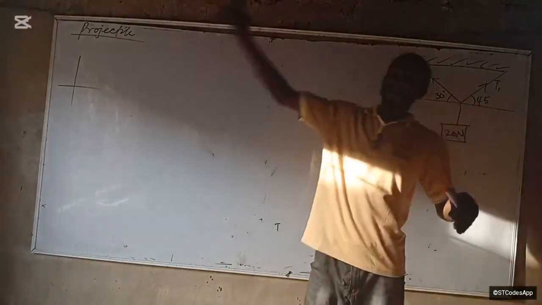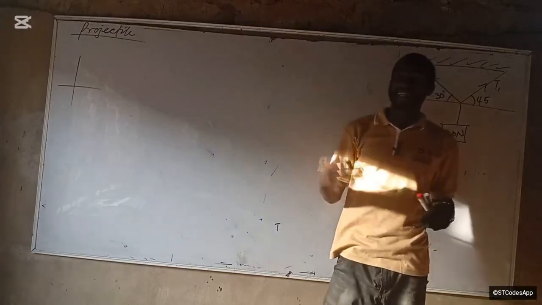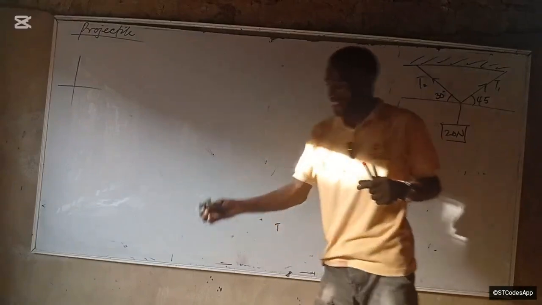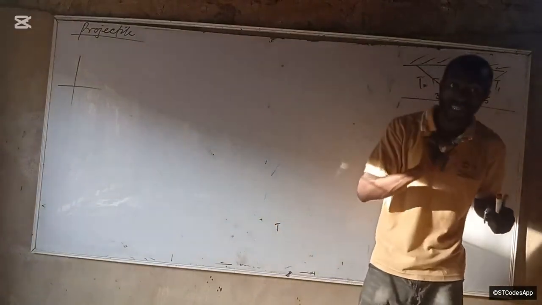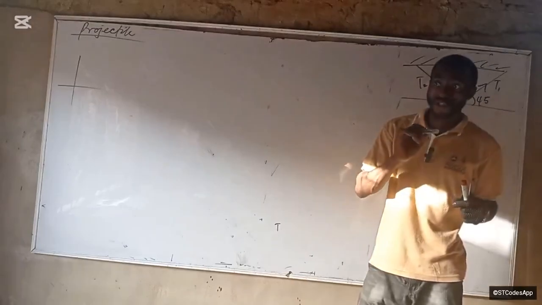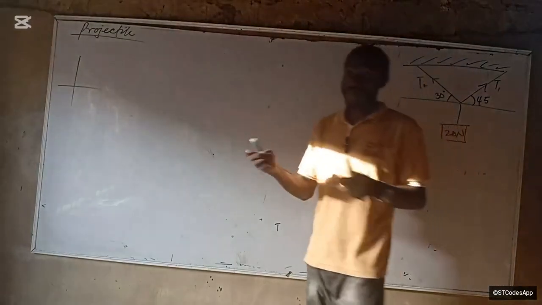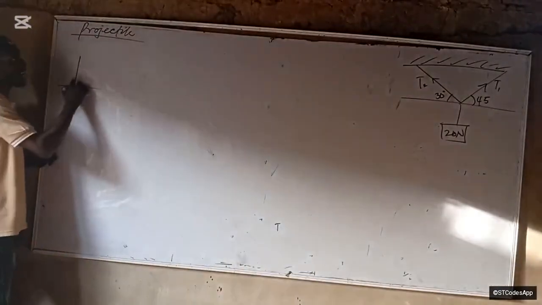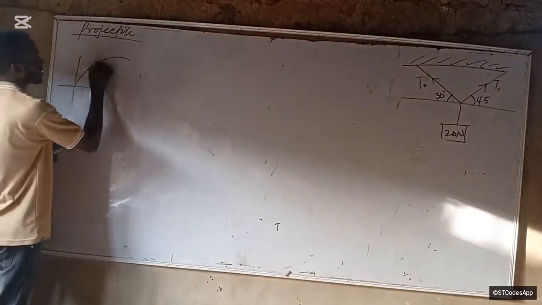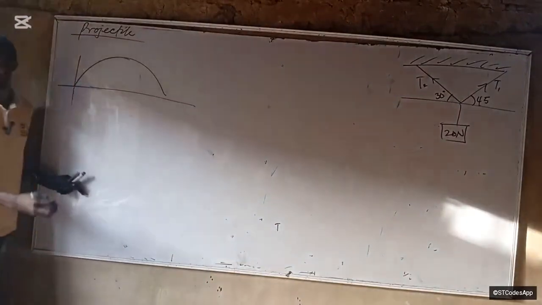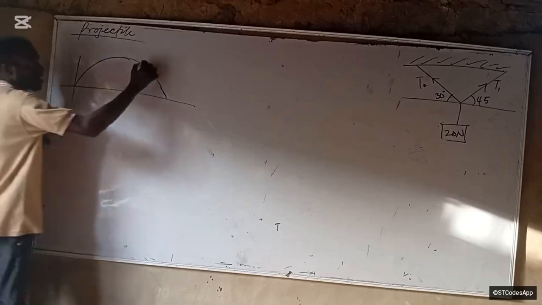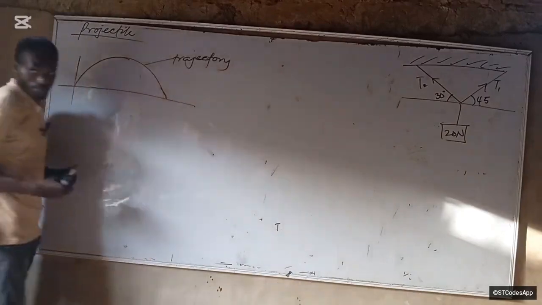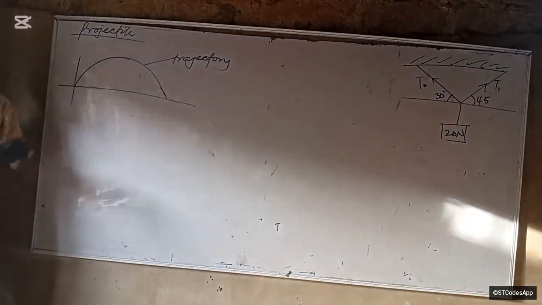So there are many things we use in the analysis. Is that okay? So first, the path that this projectile takes is called what? Trajectory. Is that okay? Listen, if I throw this body now, it's going to move from this position and come back to that same position. This path that it takes is called the trajectory of the projectile.